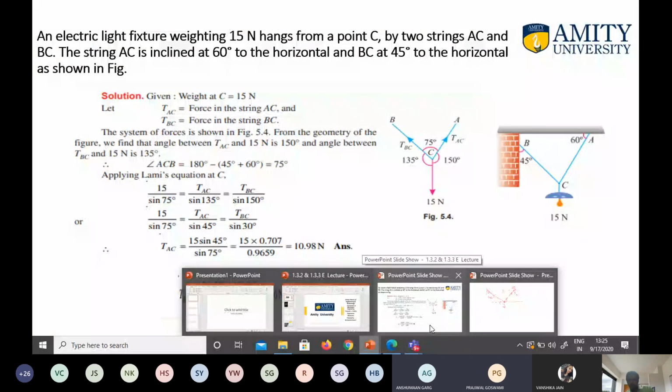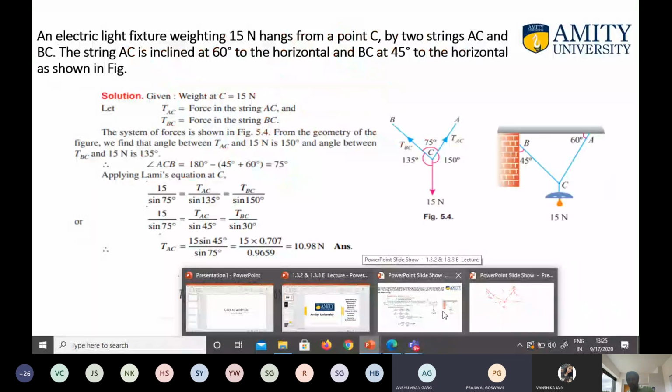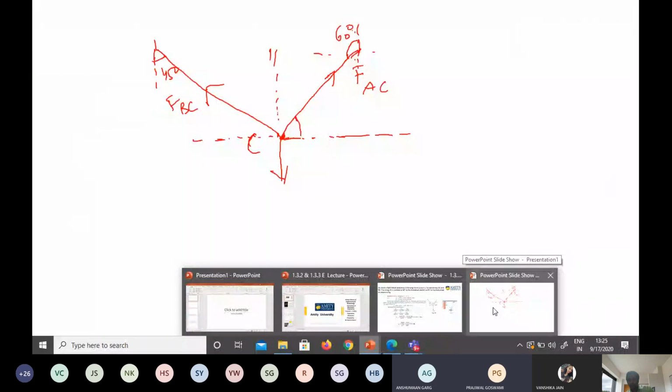No, see this, see the figure. The 60 degree is inclined here. See this figure, this to the vertical frame, it is 60 degree here. Okay sir, understood.